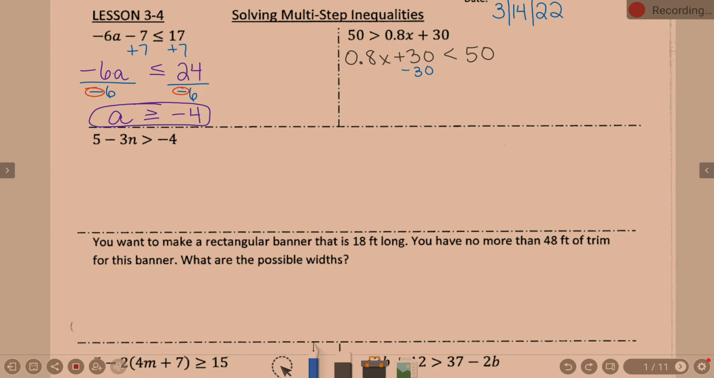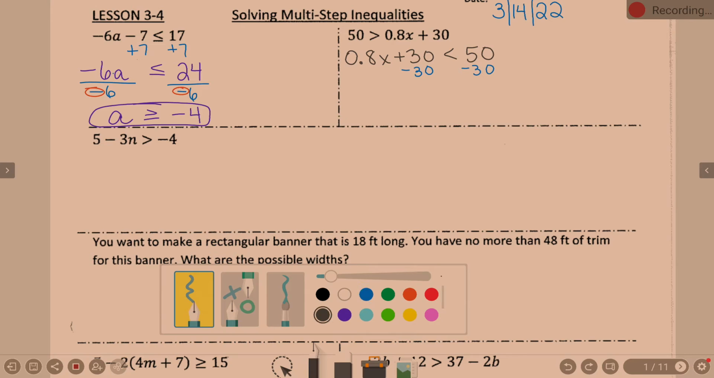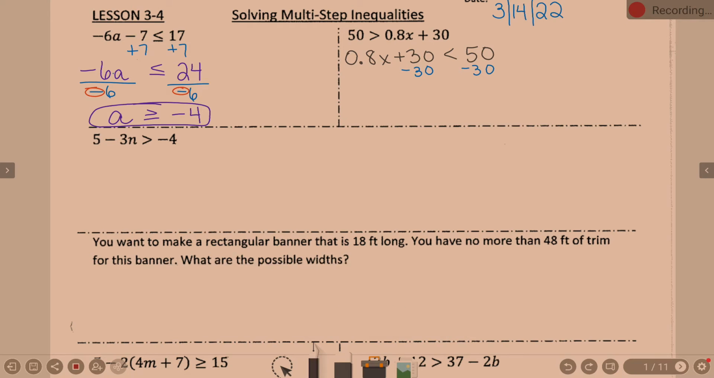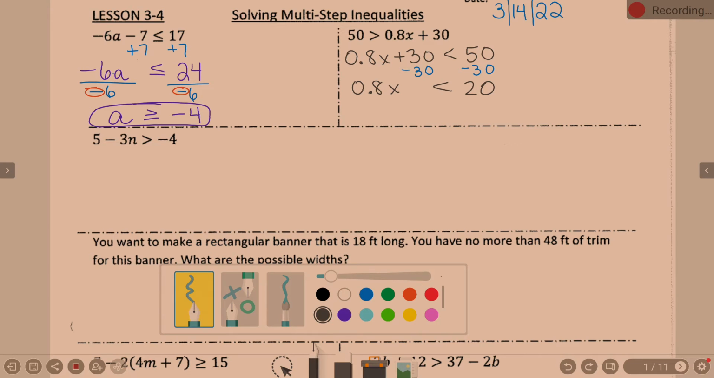If I subtract 30 on the left, we're going to subtract 30 on the right. We're going to carry down the 0.8x. 30 minus 30 is 0. Carry down the less than. 50 minus 30, 20. Am I done? No, you have to divide.